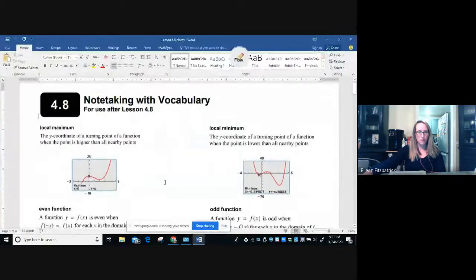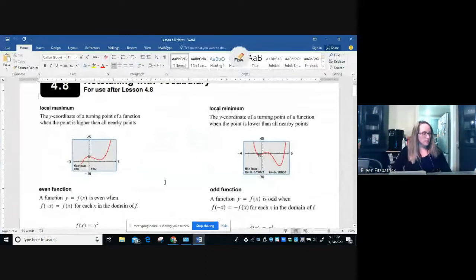Okay. So in this lesson, we're going to be talking about local maxes, local mins, and even functions and odd functions. Okay, so a lot of what we're going to do is either review or just a little bit of an extension of stuff we already know, which is kind of nice. Okay, so local maximum, the y-coordinate of a turning point of a function.